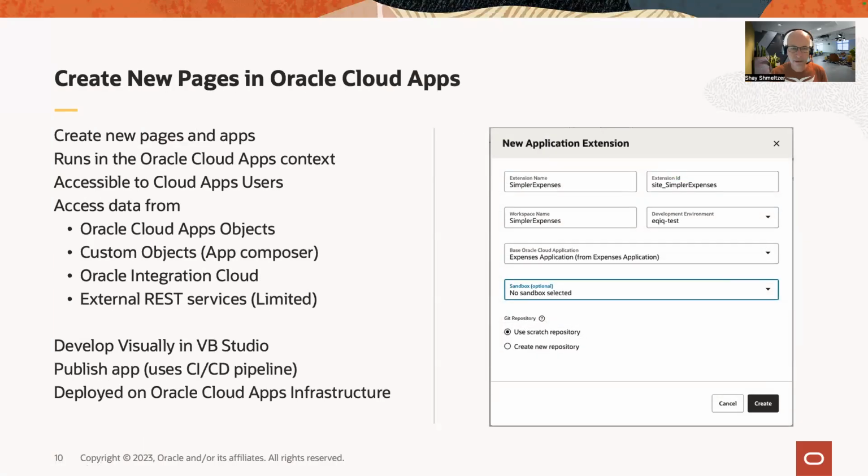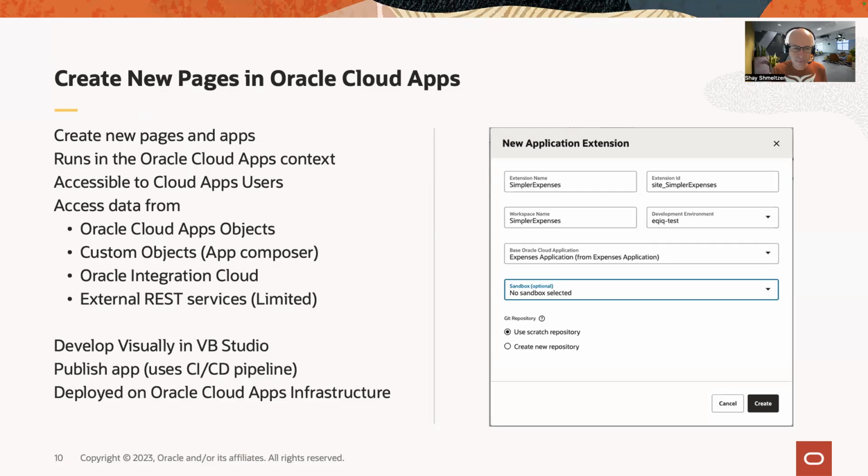The second thing that you can do is you can create new pages in Oracle Cloud Apps. Okay, so this is situations where you have another way that you want to show data. Maybe you have new business logic that you need to inject. Okay, maybe there are custom objects that you want to work with. Okay, and you can create pages that will basically run in the context of Oracle Fusion Apps.